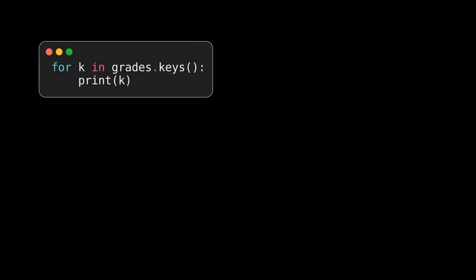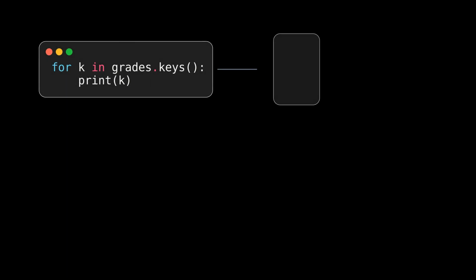Because all 3 return iterables, you can loop over them straight away. To print every name, write a for loop over the keys and print each one. Out come Anna, Matt, John, and Katie, 1 per line.